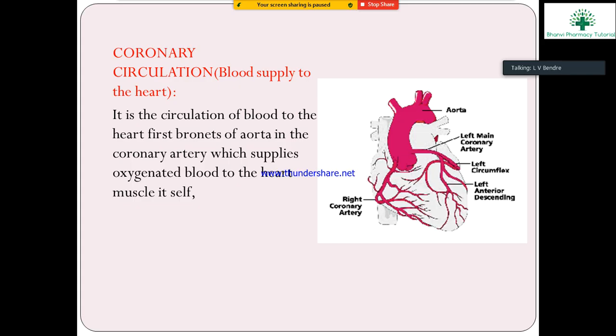Okay. The coronary circulation is the blood supply to the heart. It means the coronary arteries supply blood to the heart muscles. It is the circulation of blood to the heart. The first branches of the aorta are the coronary arteries, which supply oxygenated blood to the heart muscles themselves. The heart muscles do contraction and relaxation, so they need a sufficient blood supply. That's why the coronary arteries take blood to the heart muscles.